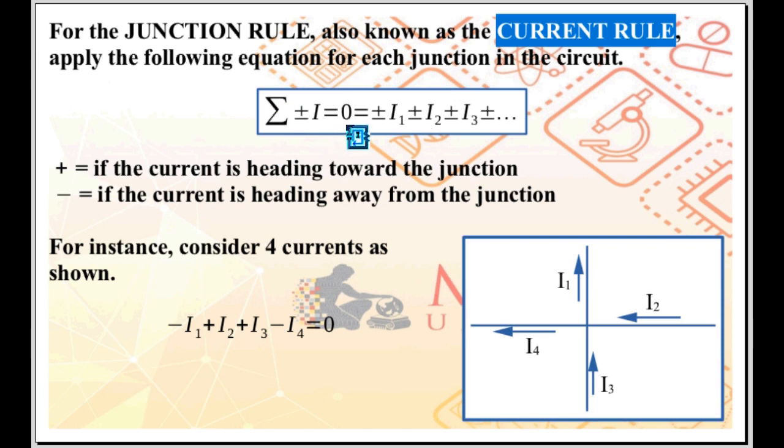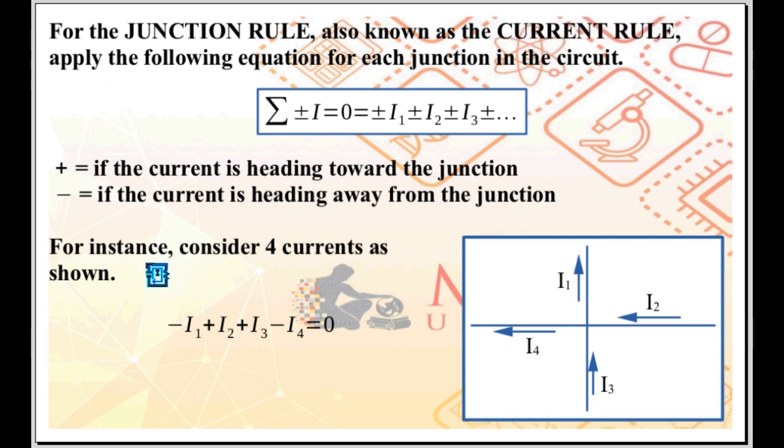If you have several currents associated with the junction, this will give you plus minus I1, plus minus I2, plus minus I3, and so on, equal to 0. Use plus if the current is heading toward the junction. Use minus if the current is heading away from the junction.